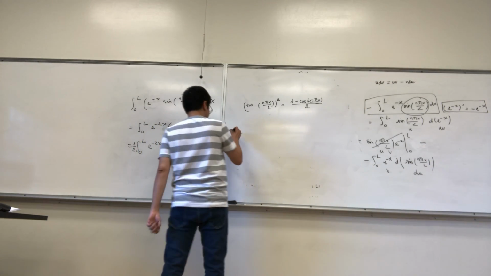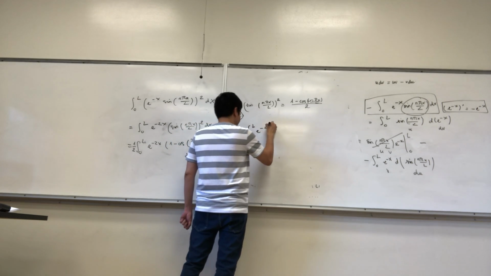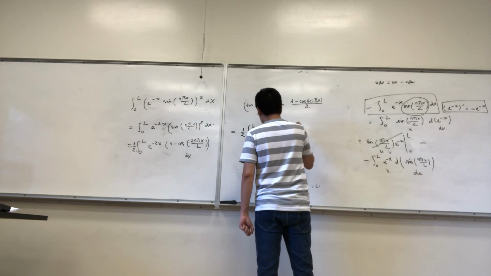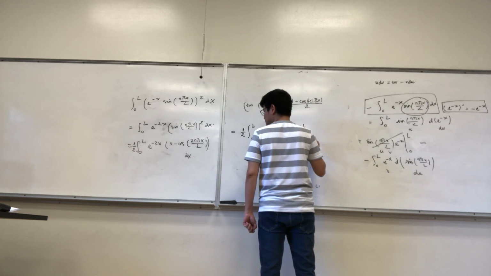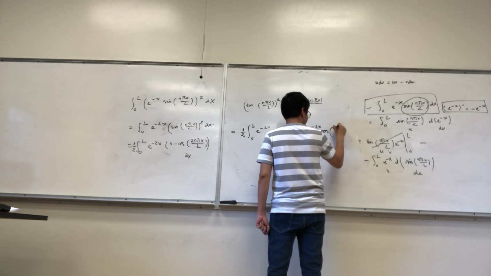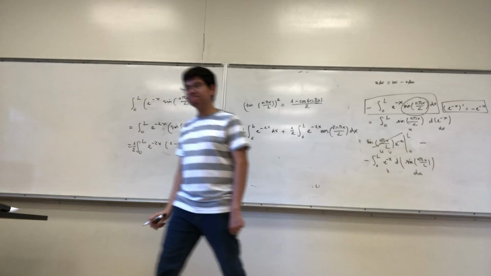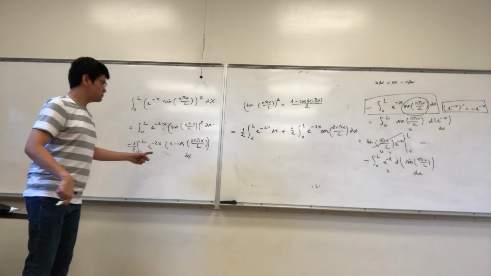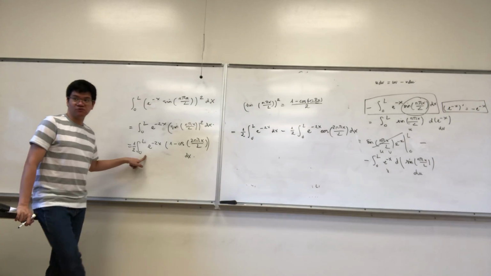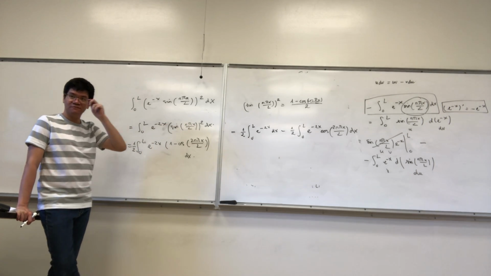So for this one, I'm going to split it into two integrals. One half of the integral from 0 to l of e to the power minus 2x dx, and minus one half of the integral of e to the power minus 2x cosinus of 2 n pi x over l dx. All right. So I'm going to split this into two integrals. The first integral is easy to compute, and the second integral? How do I compute the second one?